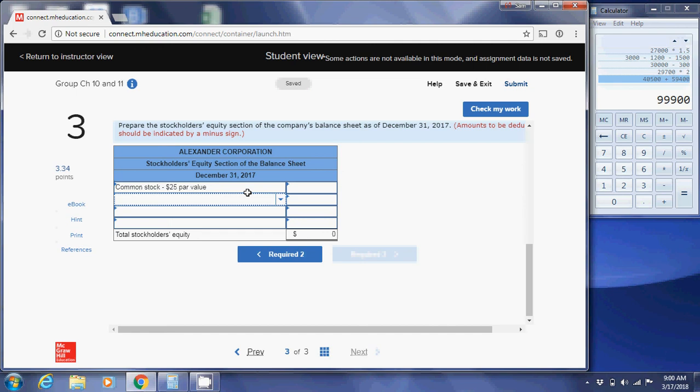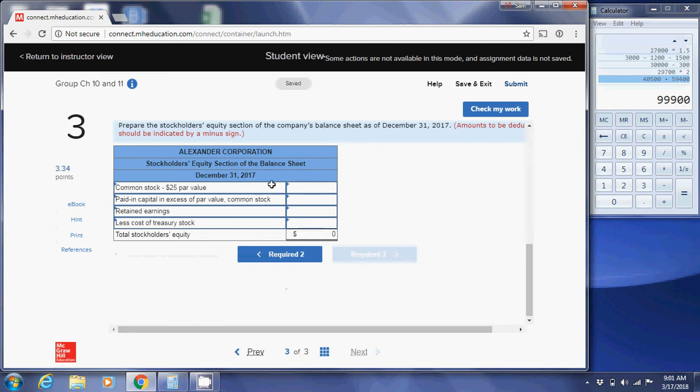The next thing that we'll always want to put in the stockholders' equity section is going to be the paid-in capital in excess of par. We're going to go ahead and list our retained earnings. And then finally, we're going to list the cost of any treasury stock that we still have on our books. And we do still have 300 shares of treasury stock, so we'll need to look at that.